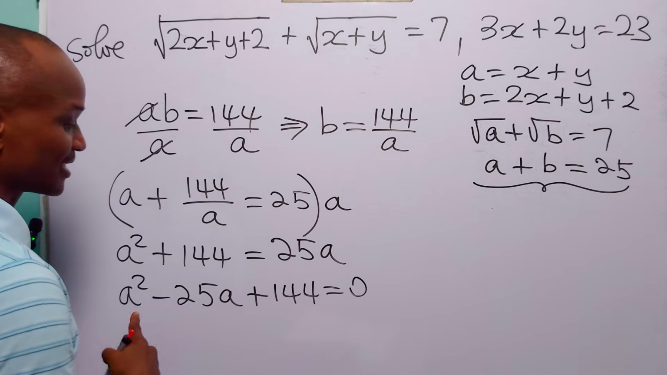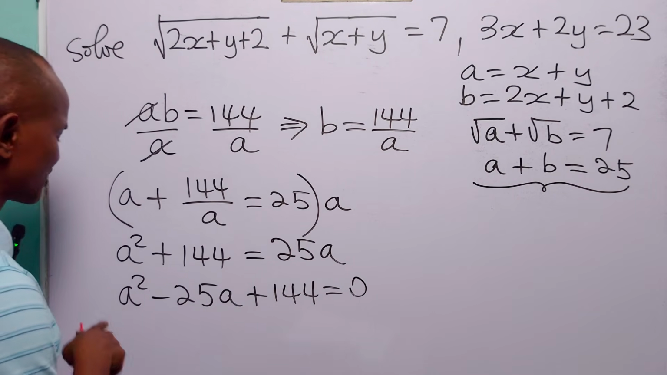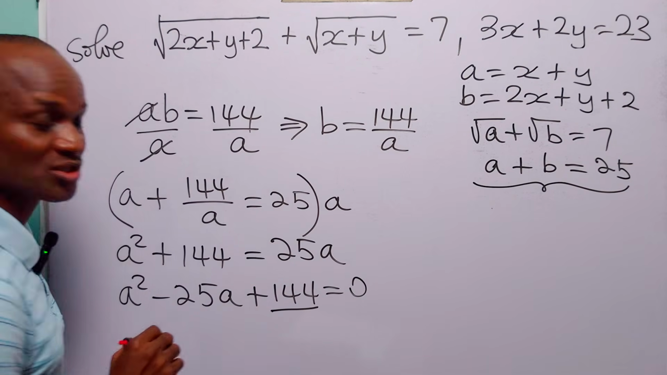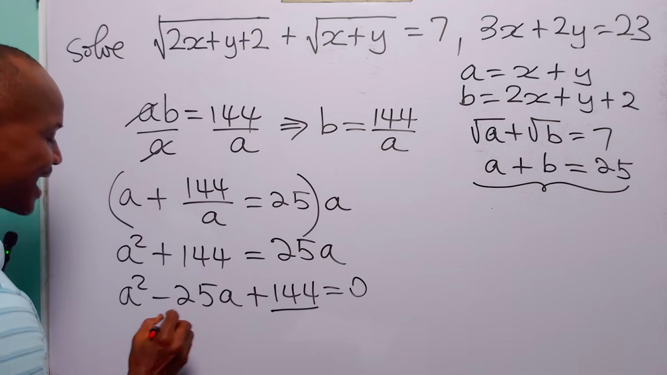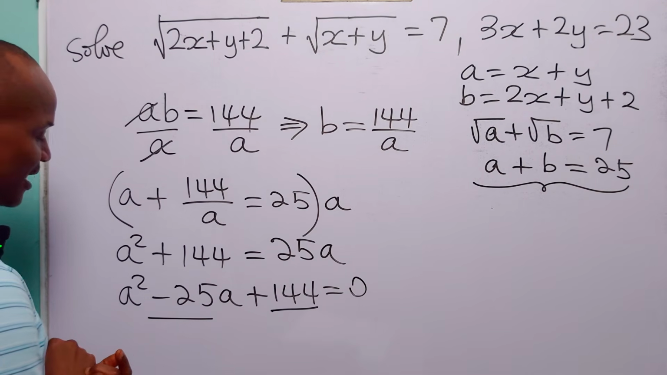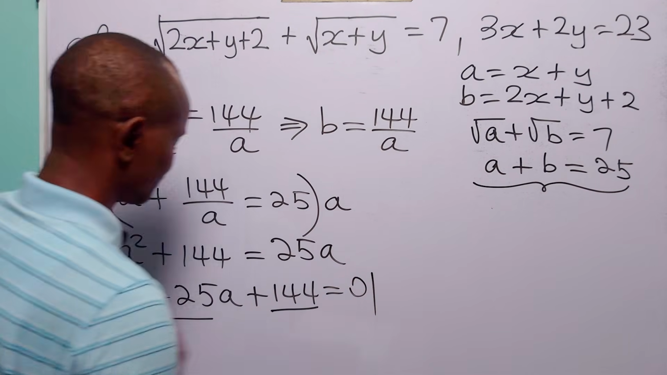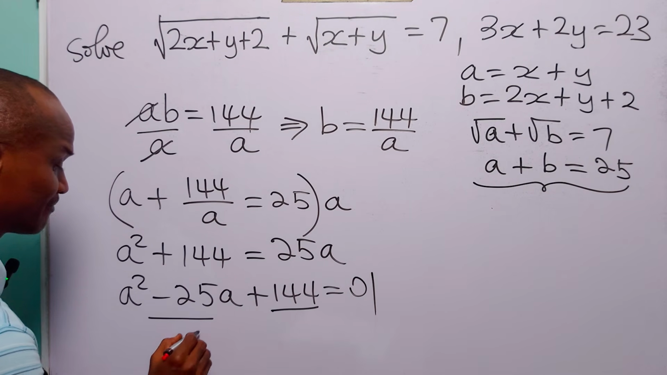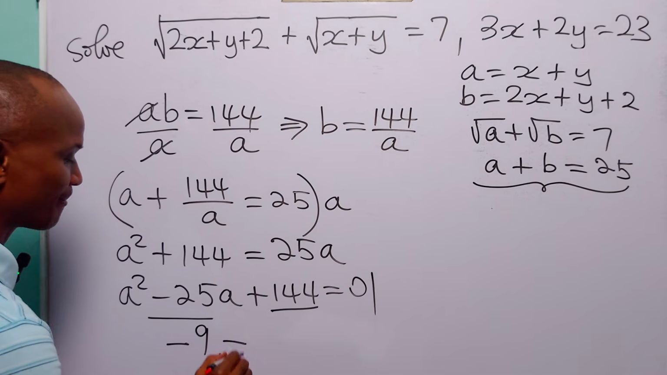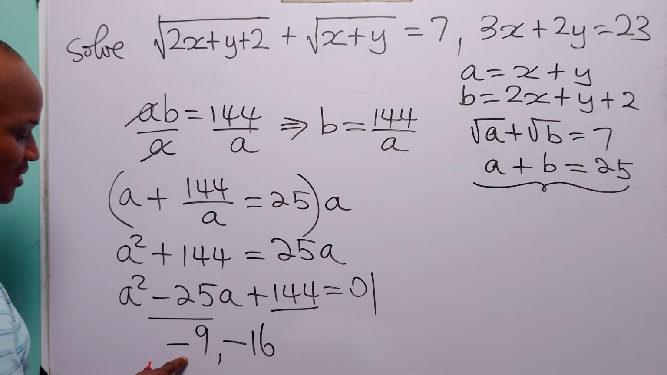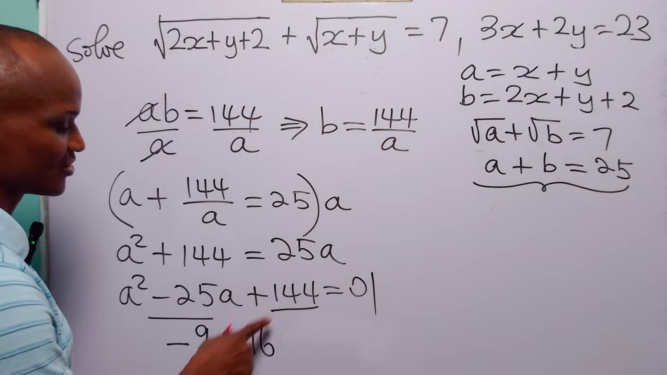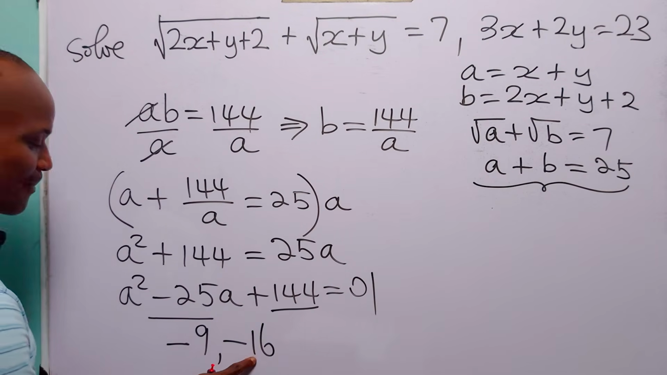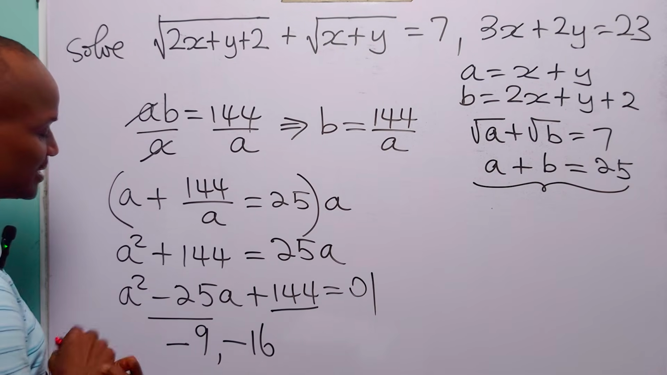We can solve this quadratic equation by factorization. Since the coefficient of a squared is 1, all we need to do is find the factors of 144 that add up to minus 25. And of course, we have minus 9 and minus 16, because minus 9 times minus 16 is going to give us plus 144, while minus 9 minus 16 is going to give us minus 25.